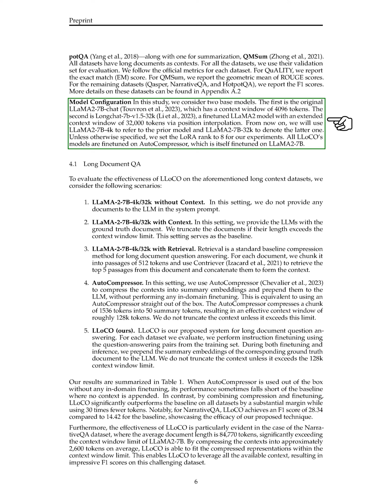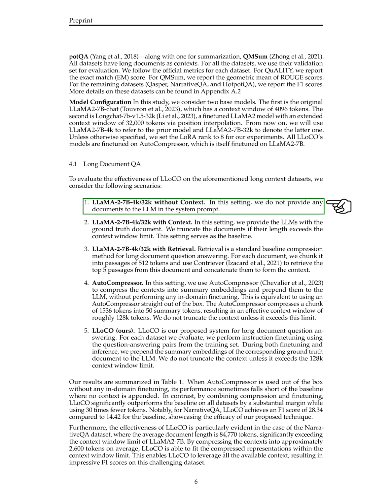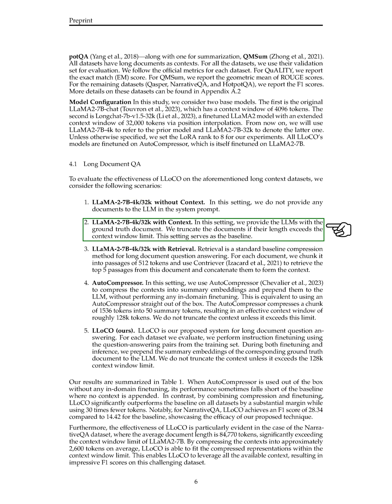Section: Long Document QA. In this section, we evaluate the effectiveness of LLoCO on long context datasets through various scenarios. We start with a scenario where we do not provide any documents to the LLM in the system prompt. Then, we move on to a scenario where we give the LLMs the ground truth document, truncating them if they exceed the context window limit. This scenario serves as our baseline.